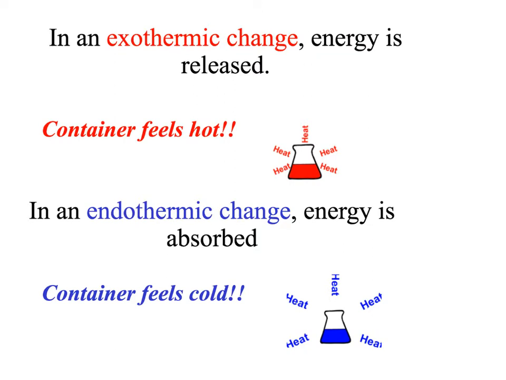If we touch a beaker that has an exothermic change happening in it, that beaker is going to feel hot to the touch because that energy is coming out of the chemicals in that beaker, and so we're going to feel that heat coming off of that change if we put our hands too close to that beaker. In an endothermic change, energy is absorbed. So if there's an endothermic change happening in a beaker and we touch the side of the beaker, it will feel cold to the touch because it's actually pulling energy in, and that energy coming away from our fingers will give us that sensation of something being cold.